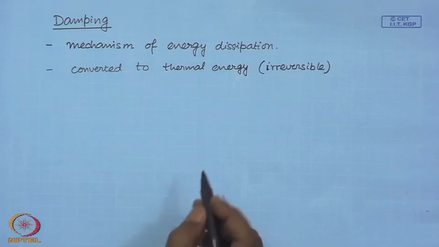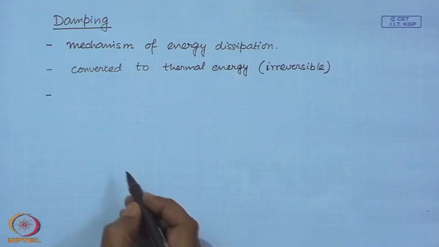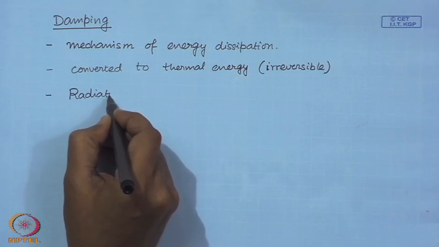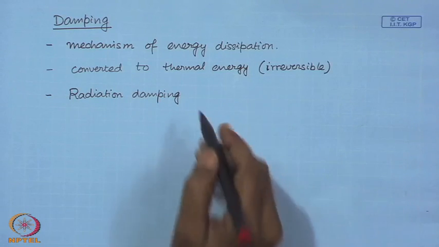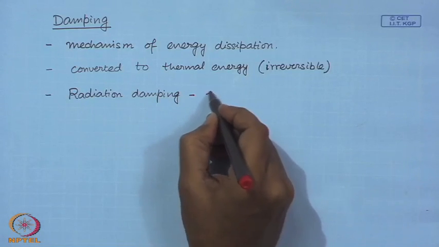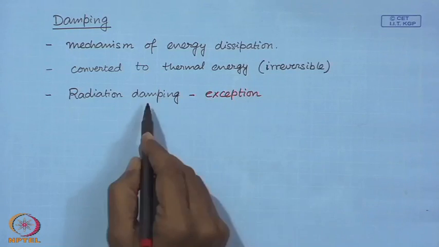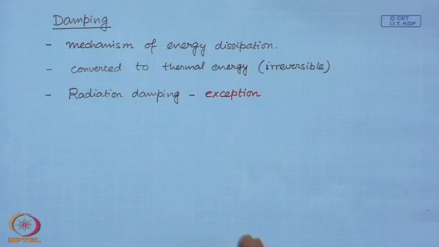Now, most of the damping mechanisms work on this, but there is an exception which is known as radiation damping. This damping mechanism, this draining of energy of the structure by radiation damping, takes place not by conversion to thermal energy, but by radiation of the energy in the form of sound in the fluid medium in which the structure is placed, for example, air or water or any other liquid, or sometimes even from the support points of the structure.